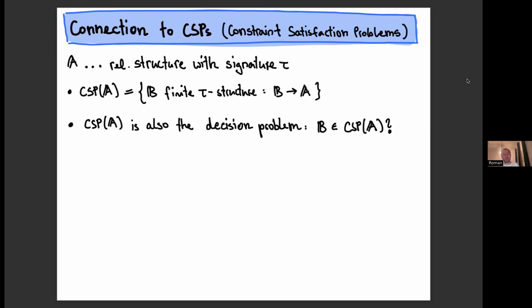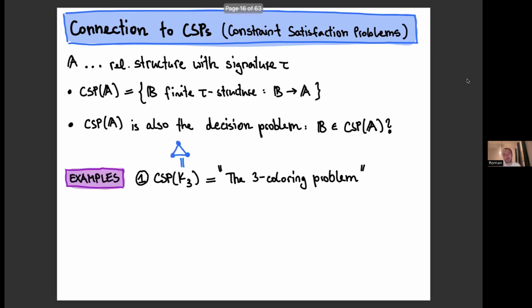But I'm also going to talk about the CSP as a decision problem. I'm supposed to decide, given a finite tau structure B, does this lie in the class CSP of A? So does B homomorphically map into A? This is the constraint satisfaction problem of A. A is often called the template of the CSP.